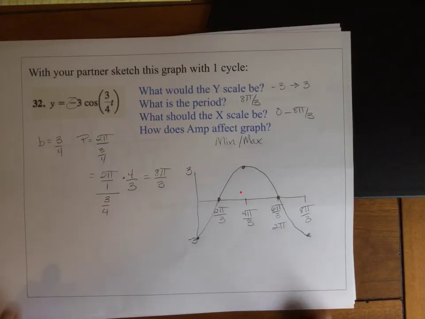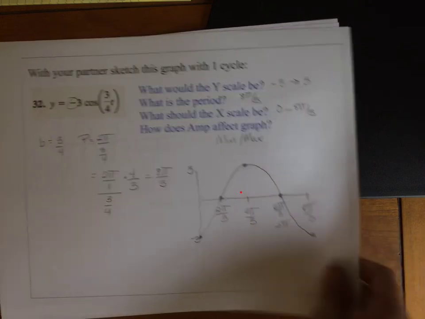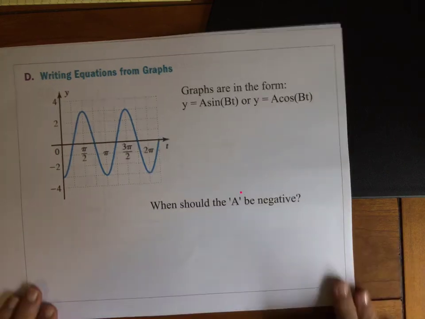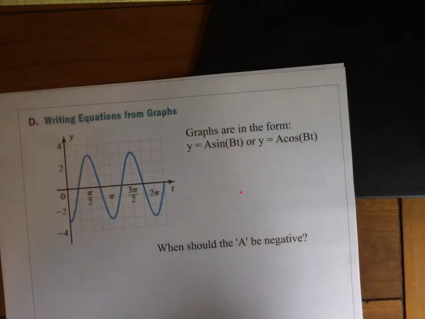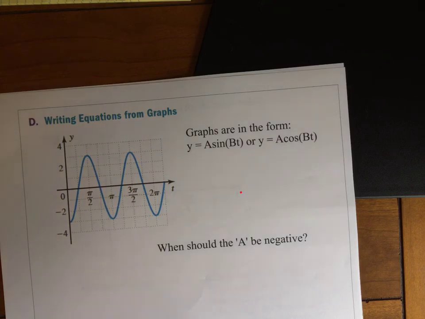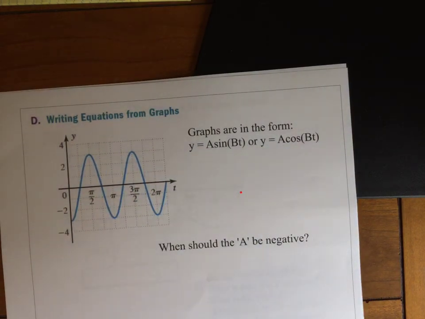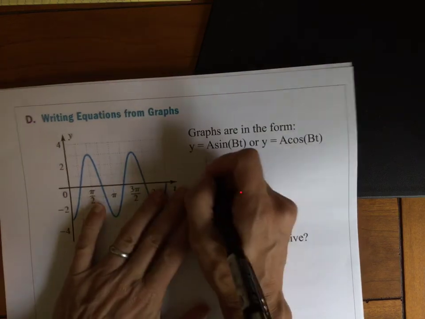All right. Go ahead, and if you need to pause that to make sure you get all your notes in, go ahead and take the time and do that now. All right. You're also going to have one that I want you to try. It's writing an equation from the graph, and so we're going to have a couple of examples of that. So graphs can be in the form of sine of bt or cosine of bt, and the way you're going to figure that out is by the pattern.